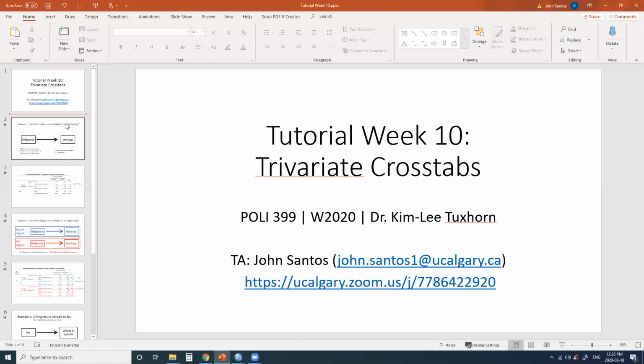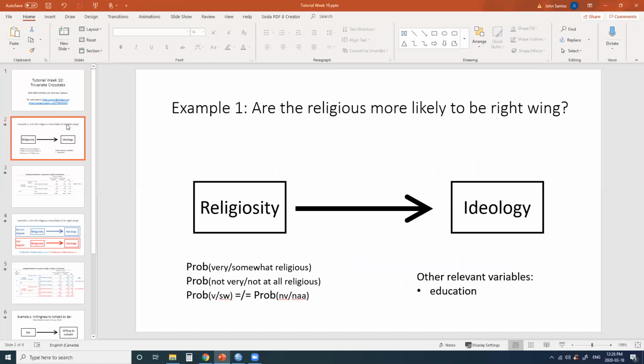So just to start off with, let's review this conceptually. So you've already looked at bivariate relationships. Now we're looking at trivariate relationships. And the first example I'm going to use is going to be from my field of political behavior. And so, there's this question: are the religious more likely to be right-wing? And so this is suggesting that there's a relationship between religiosity and ideology.